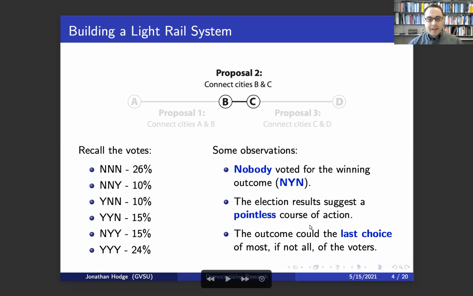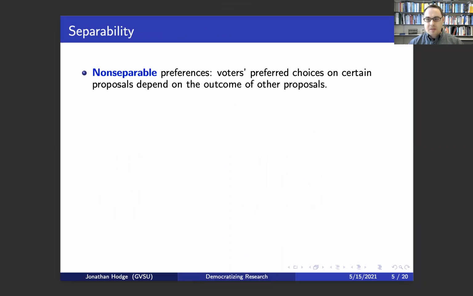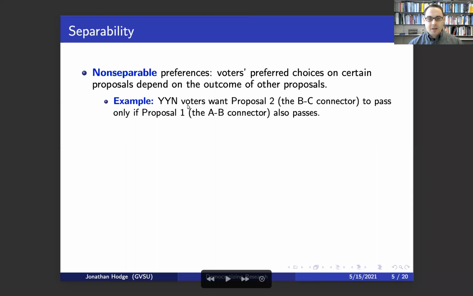So what's going on here is something called the separability problem. Voters' preferences on certain proposals depend on the outcomes of other proposals. So let's take a look. The voters who voted yes, yes, no are voters who wanted the AB connector and the BC connector. Maybe these are voters who commute from the suburbs out at A into either B or C. They probably only want the BC connector if the AB connector is also built. The BC connector is of no use to them if they can't get from A to B. These voters might say, well, if I'm going to be able to get from A to B on light rail, it might be more convenient for me to just continue on to C on light rail as well, not have to transfer to a bus or whatnot. But these voters would most likely not want just the BC connector.